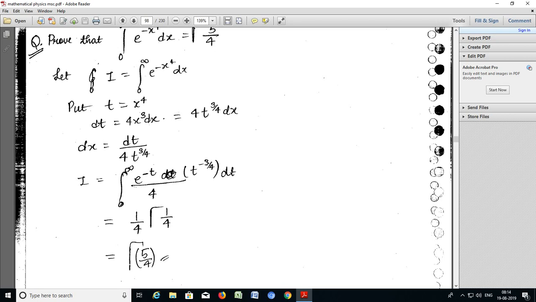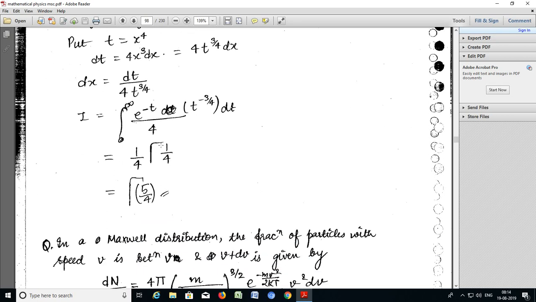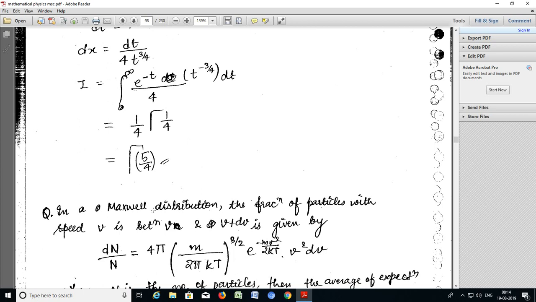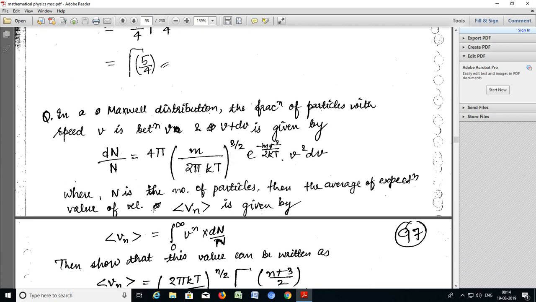Now prove that the integral from 0 to infinity of e to the power minus x to the power 4 dx is equal to gamma 5 by 4. Let us take I equal to this. Put t equal to x to the power 4. dt is equal to 4x cube dx, which is 4t to the power 3 by 4 dx. So what is dx? dt divided by this.